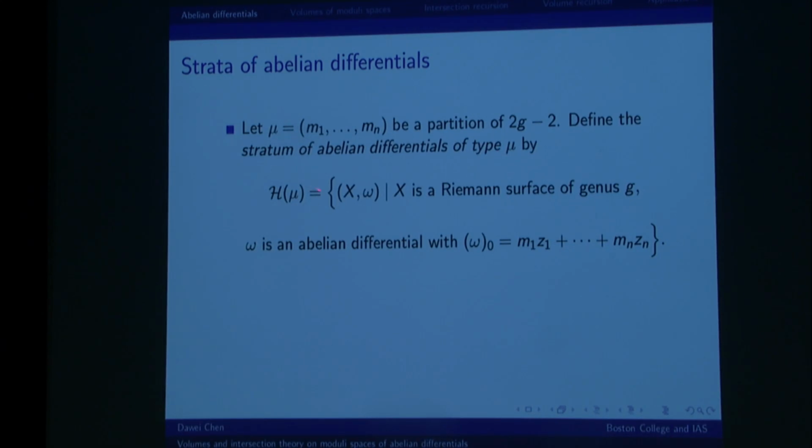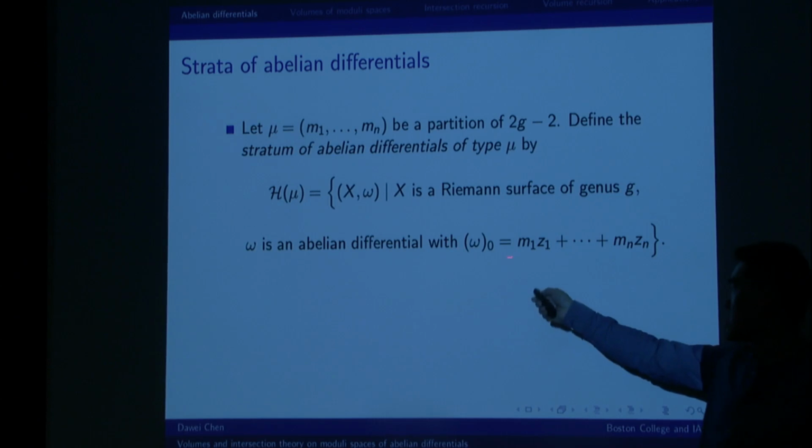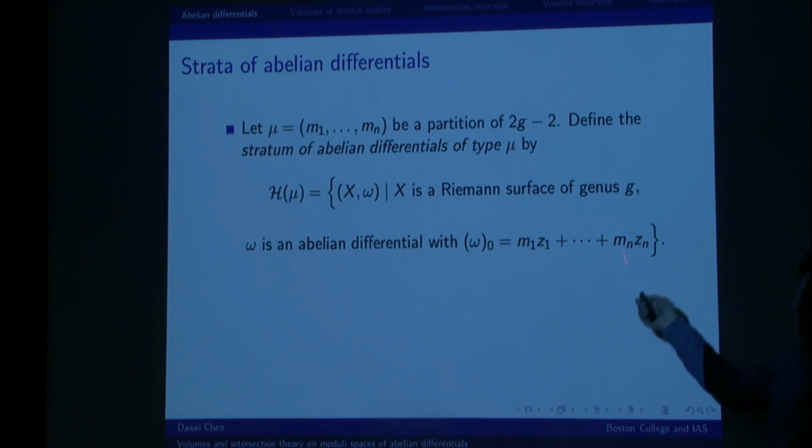First, I define as a set this curly H mu, parameterizing all possible Abelian differentials of type mu on Riemann surfaces of genus g up to the obvious isomorphism. Okay. So this notation omega with parenthesis zero just means omega has n distinct zeros labeled by z1 up to zn, and each zi has vanishing order mi. Okay. So if you are Abelian, that means the canonical divisor associated to omega is of this type. So here it's really important that you require all the zi's to be distinct. Okay.